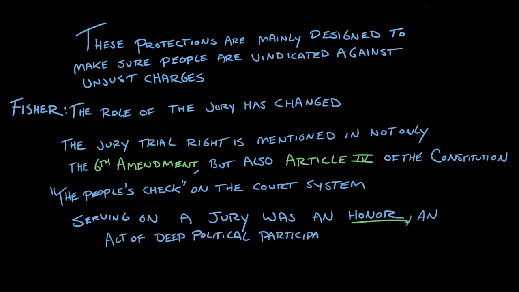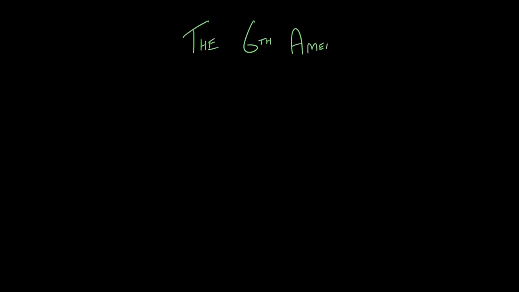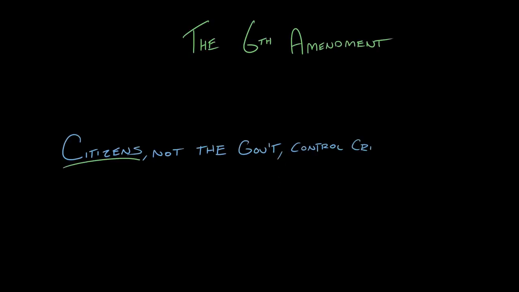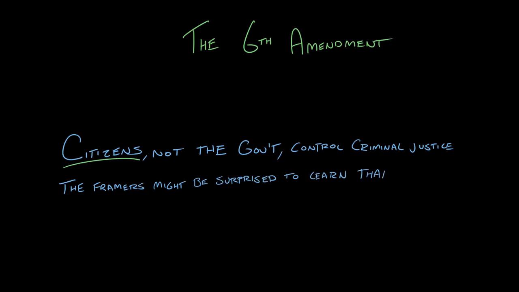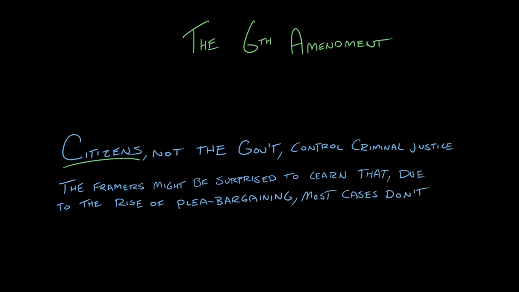By guaranteeing speedy public trials by jury and due process of law, the Sixth Amendment ensures that citizens, not the government, control criminal justice. But today, as Professor Fisher and Judge Bibas note, the framers might be surprised to learn that due to the rise of plea bargaining, only a small percentage of cases go to trial by jury, circumventing this process.